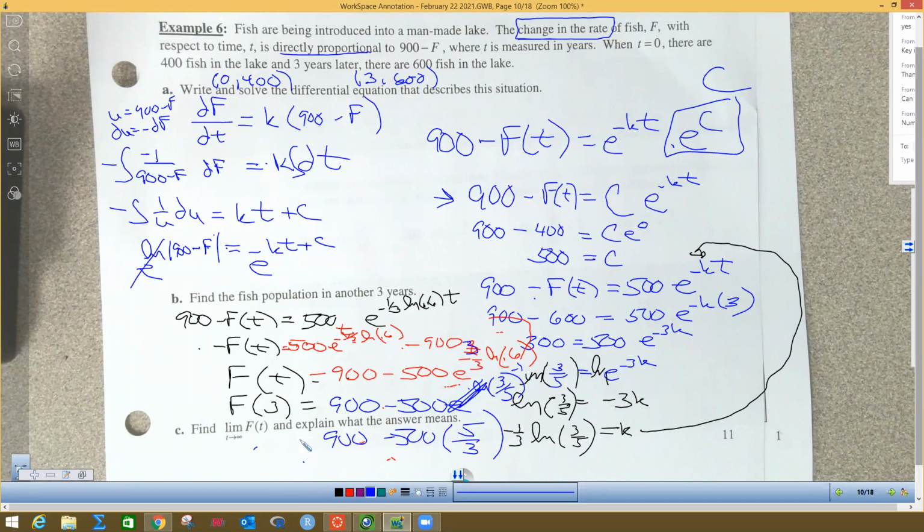So whatever this ends up equaling should be your answer. Come on, tell me what 900 minus 500 times 5/3 is. Real quick, calculate. 600 and about 67 fish should be in the lake then. Yeah, 0.7, right? I just rounded up. 0.6. Now you can round that up if you want, but it should be something like that.